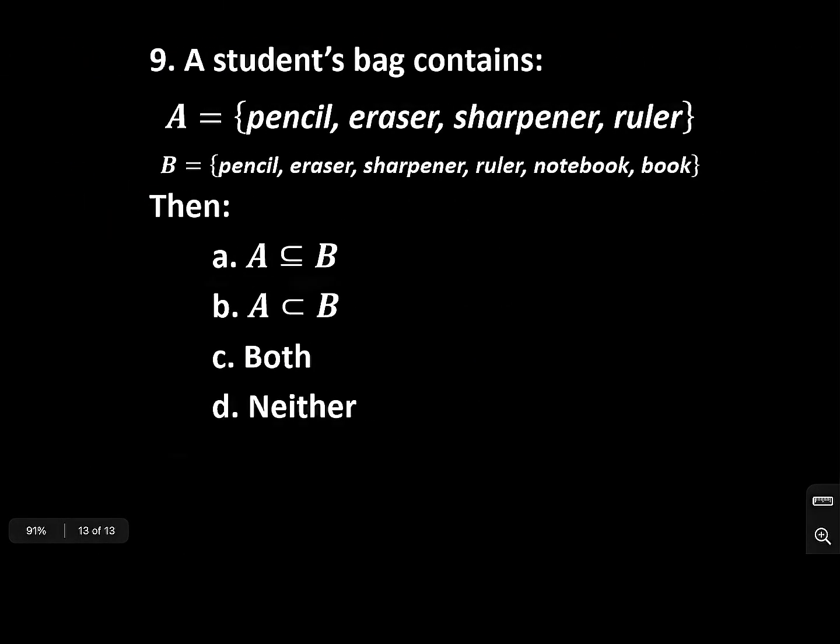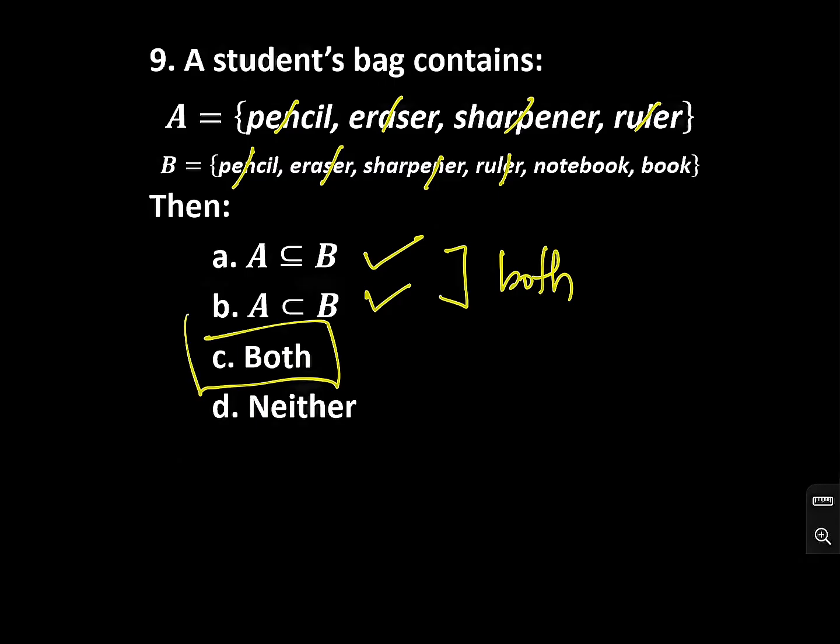Let's have here the last example. A student's bag contains a set A of pencil, eraser, sharpener, and ruler. And a set B has pencil, eraser, sharpener, ruler, notebook, and book. So they only have the same elements in pencil, eraser, sharpener, and ruler. So we're looking here for a true statement. Answer here is both, because A is a proper subset and also a subset of B.